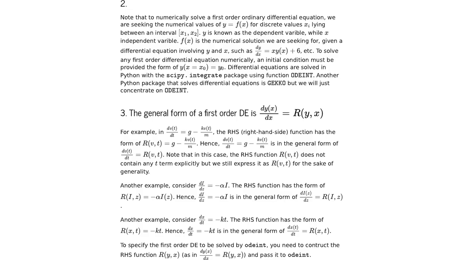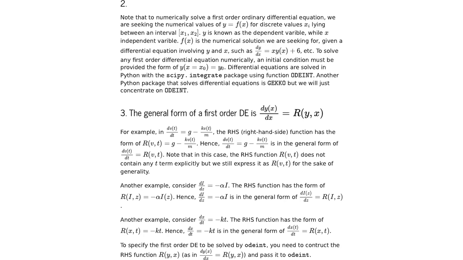When we talk about numerically solving a first-order ordinary differential equation, we are essentially looking for a set of numerical values for the dependent variable, let us say y, at discrete points of the independent variable, say x, within a specific range. To accomplish this for any first-order differential equation, a crucial piece of information is the initial condition, which is the value of y at a starting point x naught. In Python, we primarily use the ODE function from the scipy.integrate package to find these solutions.